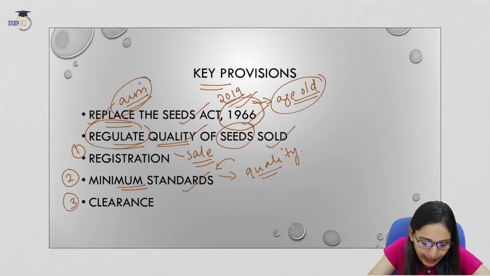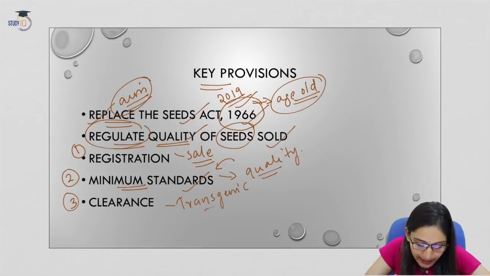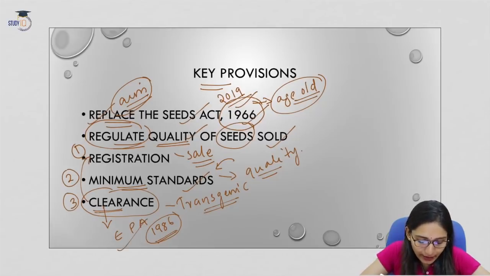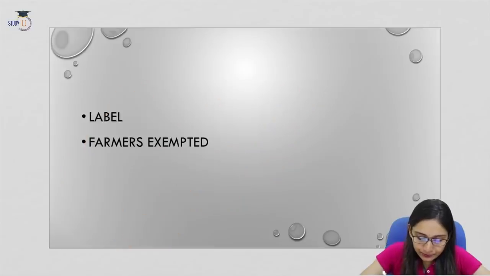Now, regarding transgenic varieties of seeds, they can be registered only after the applicant has obtained a clearance under the Environment Protection Act of 1986. So, in case of transgenic varieties of seeds, registration is compulsory, but the registration can happen only after the applicant has obtained a clearance under the Environmental Protection Act of 1986. Now, coming to the fourth provision.